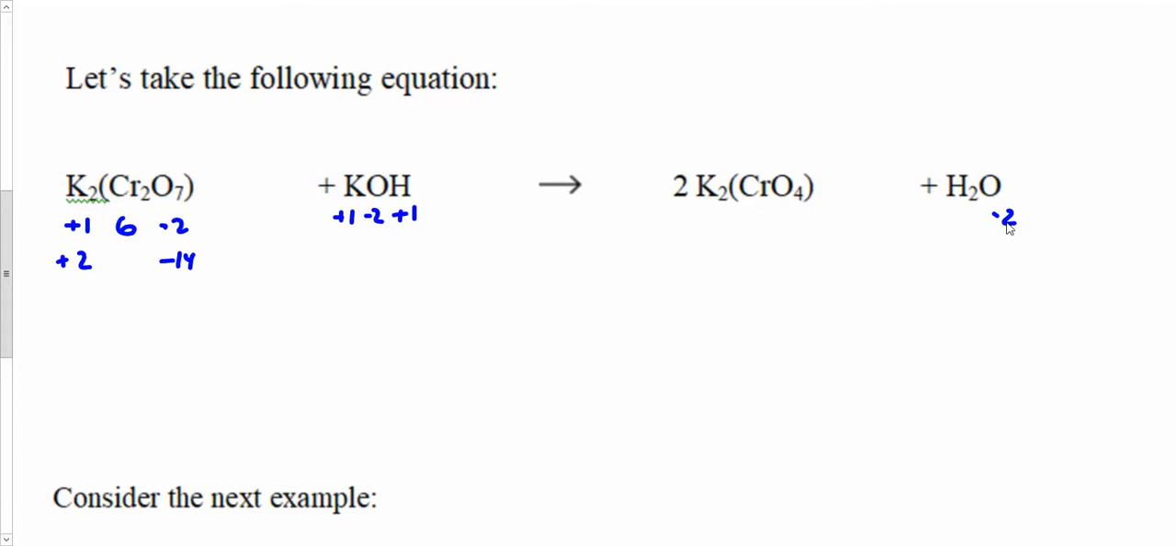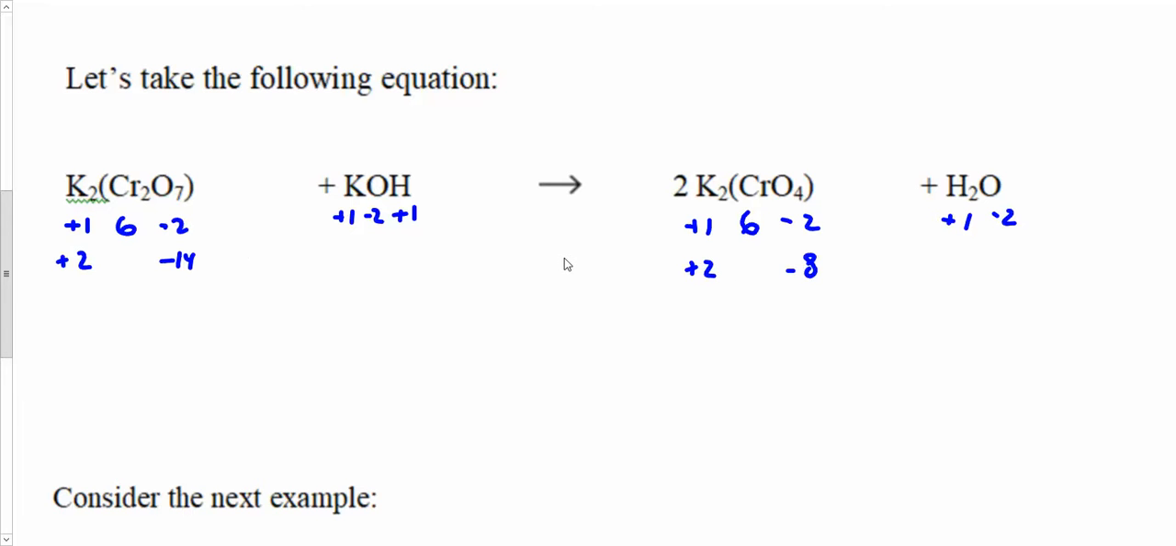Minus 2 and plus 1. Minus 2. K is going to be plus 1. This is a minus 8 over here. There's 2 at plus 1, which is plus 2. Looks like the Cr has got to be a 6.